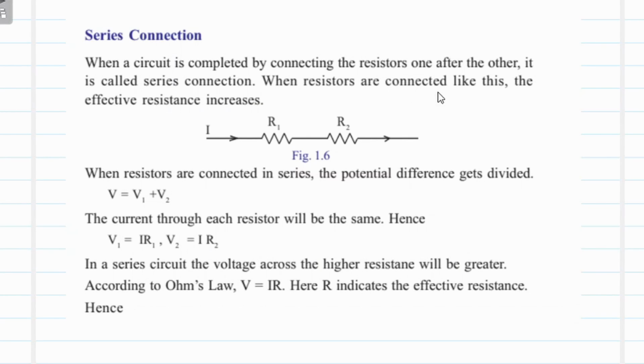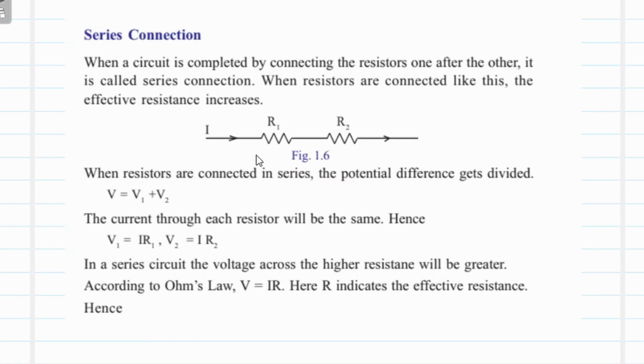When resistors are connected like this, the effective resistance will increase. That means the total resistance will increase. How it increases we will see later. I have to repeat: what is meant by a resistor? It is a device which opposes the electric current, which restricts or resists the current. Then we can connect resistors in two ways, series and parallel.